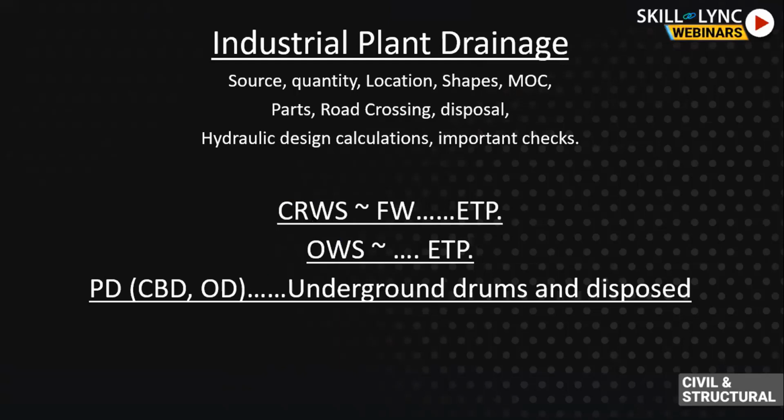As I told you, these three are closed systems. They are flow in closed pipes. So how much diameter of the pipe and what slope of the pipe you will give, how will you decide? So the discharge is given by piping and chemical process engineers on your project. So take it from them, understand them, and then design the diameter and slope of your pipes.